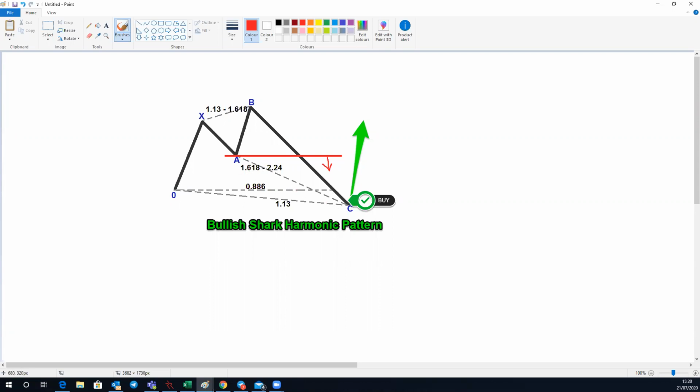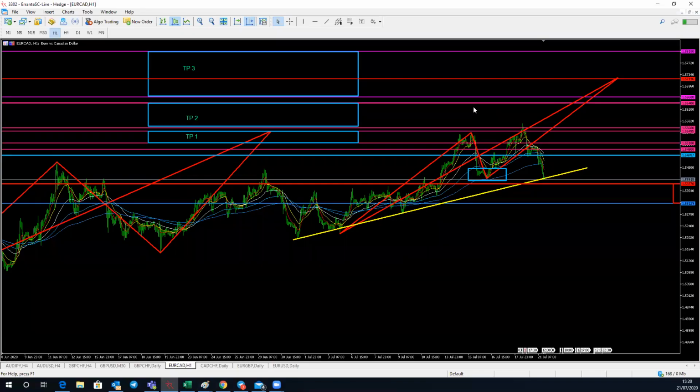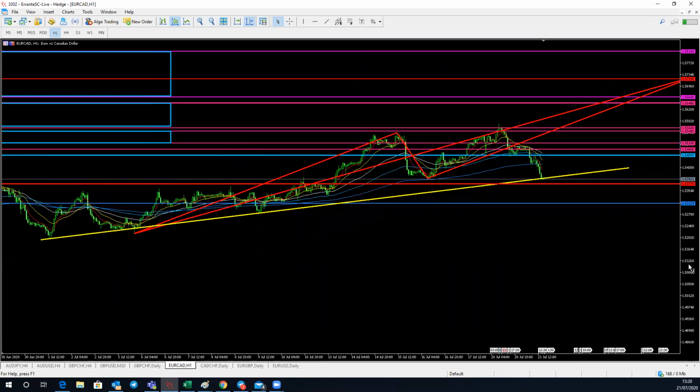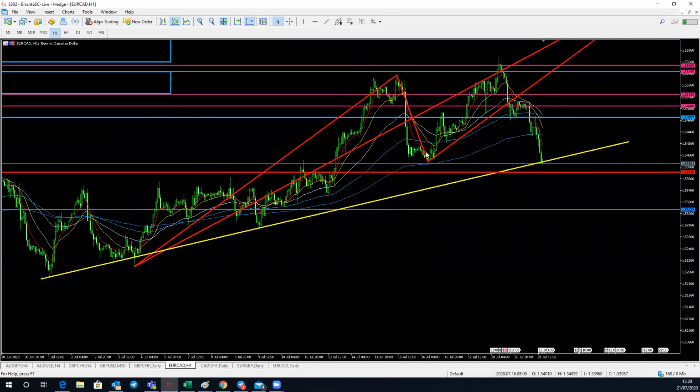It says 1.618 to 2.24. That means if you pull your Fibonacci extension from A to B, the upper mouth of the shark pattern, you pull your Fibonacci from A to B, you can expect the price to fall down to 1.618 to 2.24. So we'll just do that. So here, for example, let me just get rid of that so that we don't have much noise. Okay, so here, this is the upper mouth of the shark.